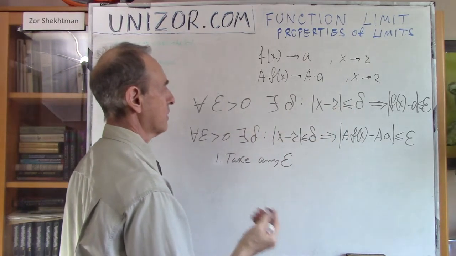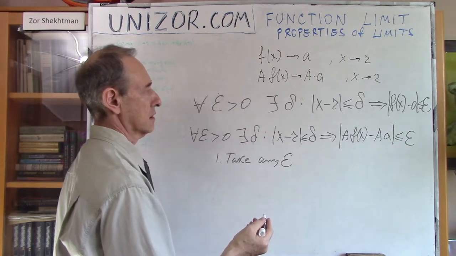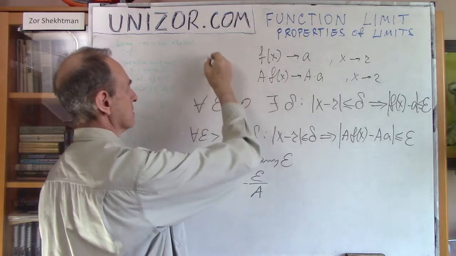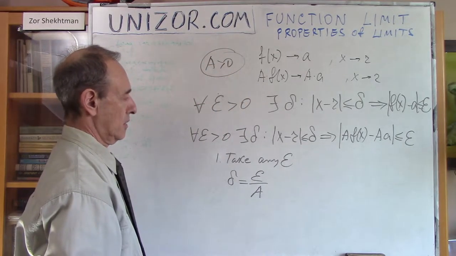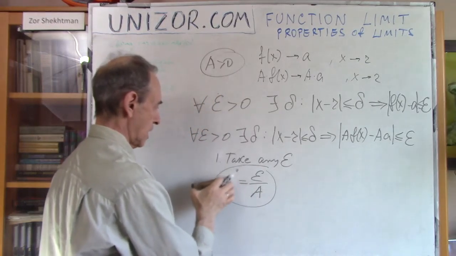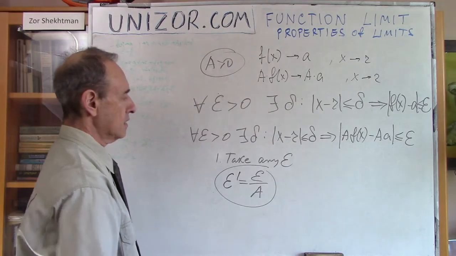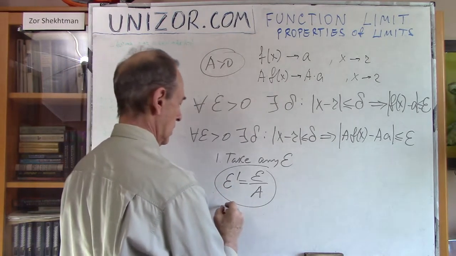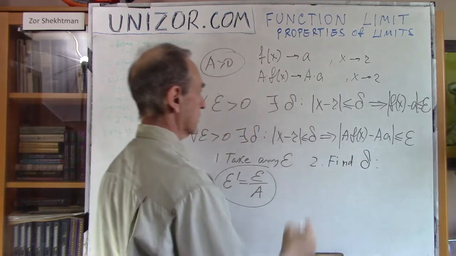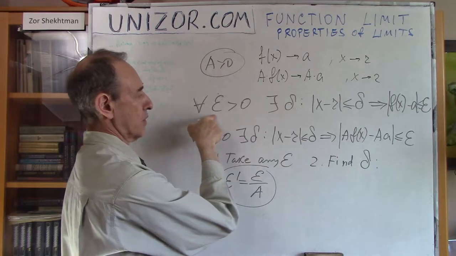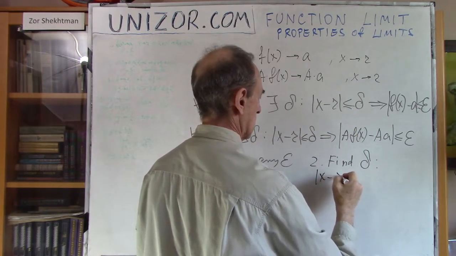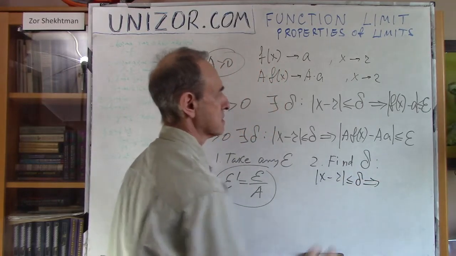Now, how can I find this delta? Well, in this case, it's really very, very simple. If I choose epsilon divided by a, we have agreed that a is positive, right? So let's take any epsilon, and then, oh, I'm sorry, it's not delta, it's just epsilon prime. Now, for this epsilon prime, we find delta using the given definition. So instead of epsilon, we will use epsilon prime. So for this epsilon prime, there is a delta such that this implies this.